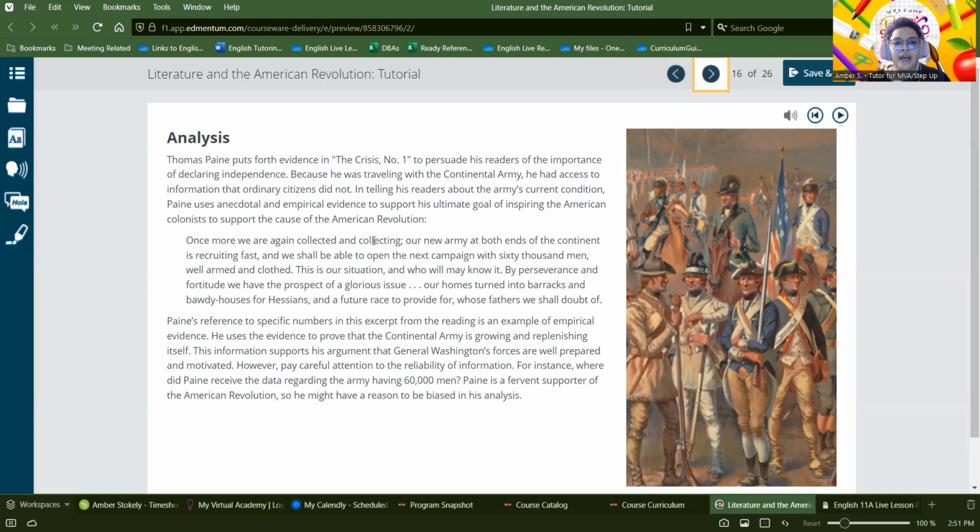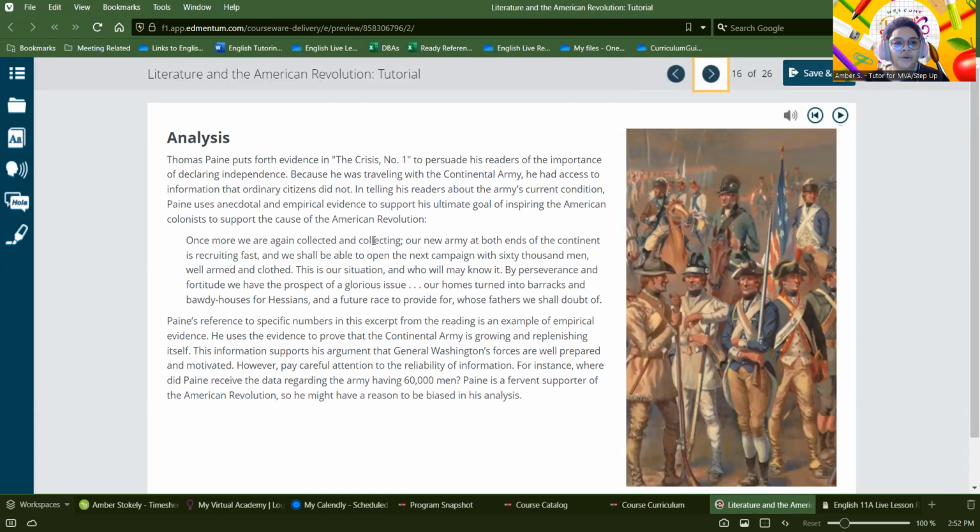And he uses a lot of anecdotal, so remember those are like true stories, and empirical evidence. So he has numbers about what the army is doing, how many people are there, how many weapons they have, how long they've been traveling. He's got a good mixture of both. He's got stories from being there, and he has numbers and information from being there.